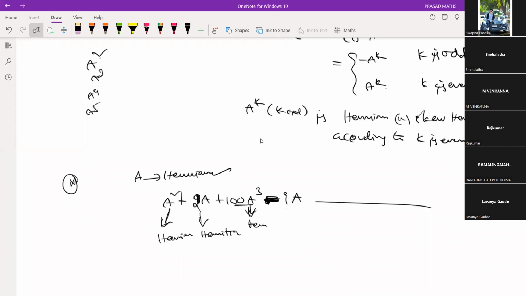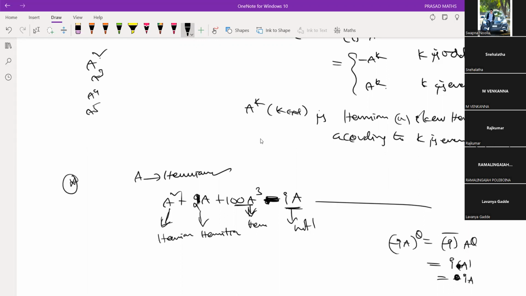Yes, yes. iA, what is this? Is it Hermitian? No. So this is nothing but minus iA, right? Minus i theta is iA theta equals minus iA. Yes or no? Therefore it is minus A only. So therefore it is not skew Hermitian. It is not Hermitian.